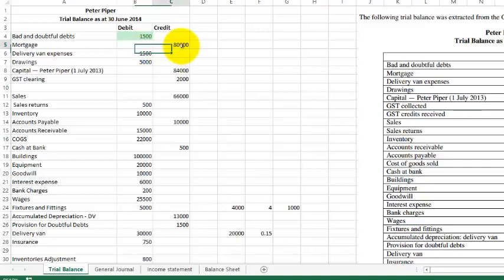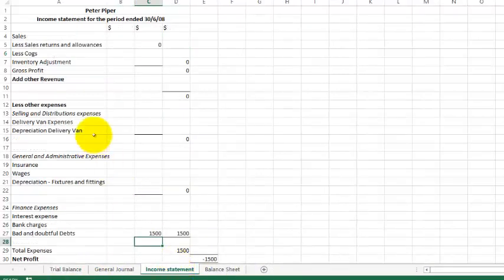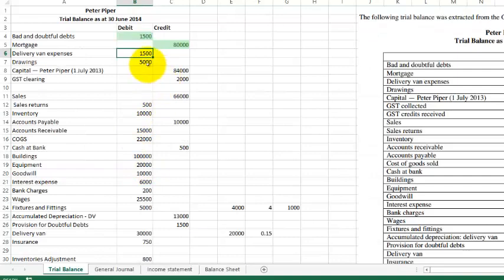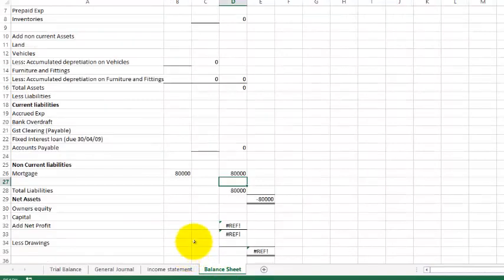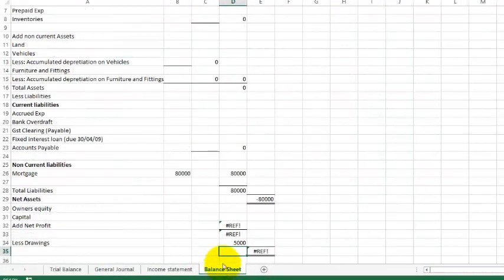Delivery van expense. Delivery van expense is a selling and distribution expense. So let's put that in. So it's a matter of just going backwards and forwards until you've got it all done. Drawings, that goes into the balance sheet as owner's equity. There it is there. Capital drawings down here, drawings $5,000, and so on. Capital 84,000, that goes there.